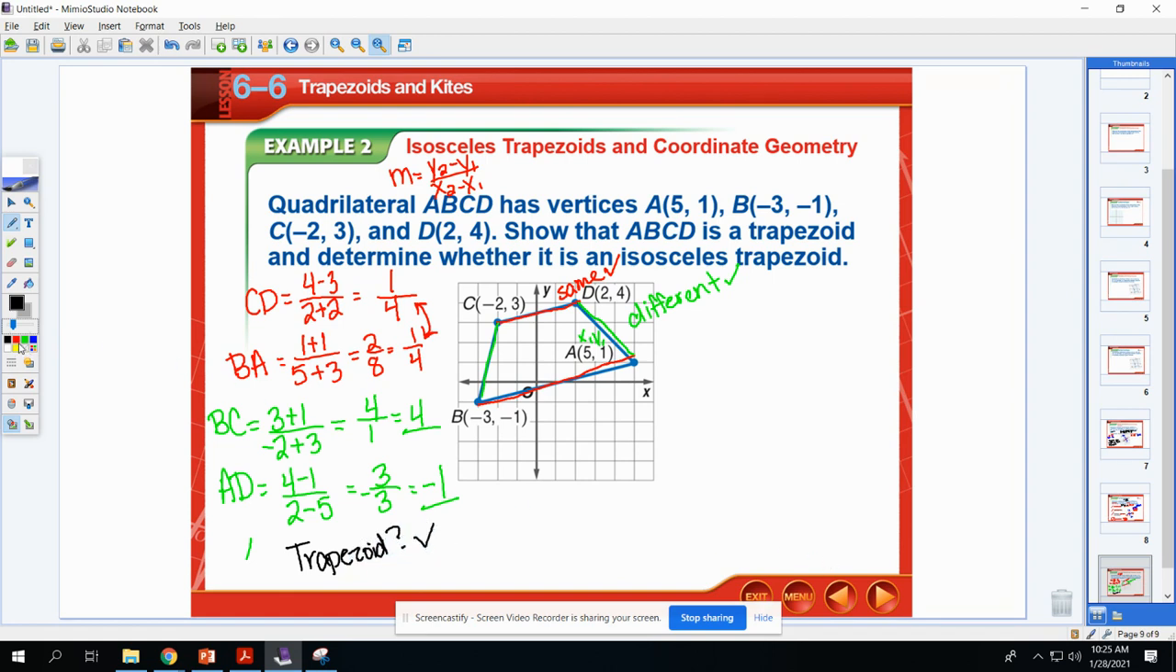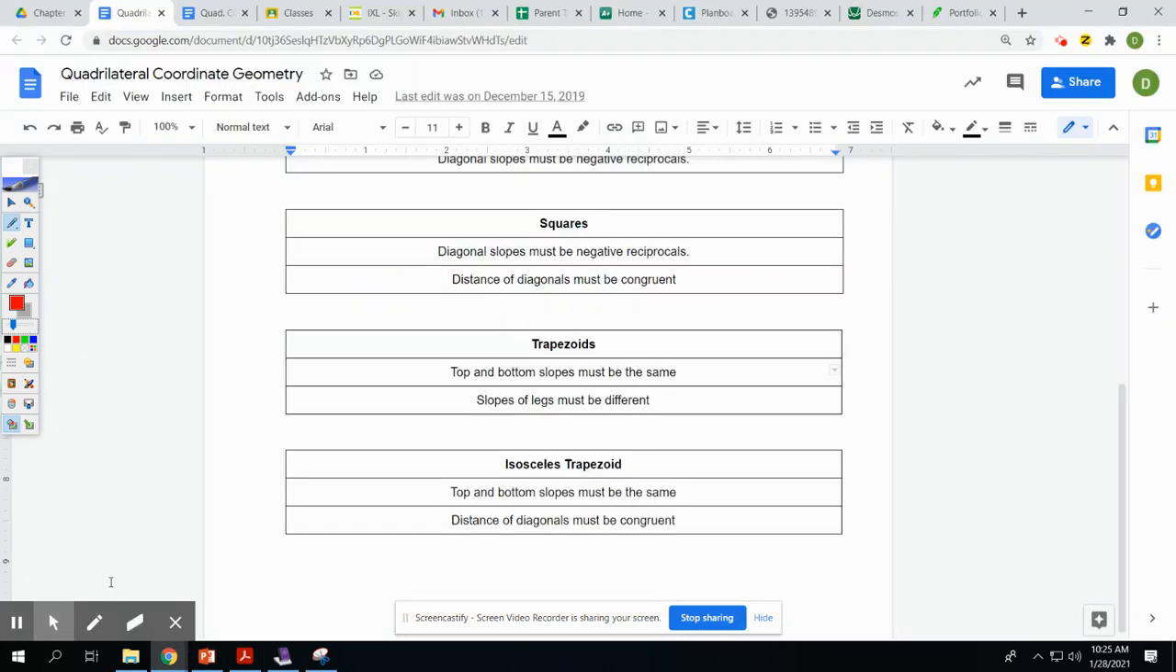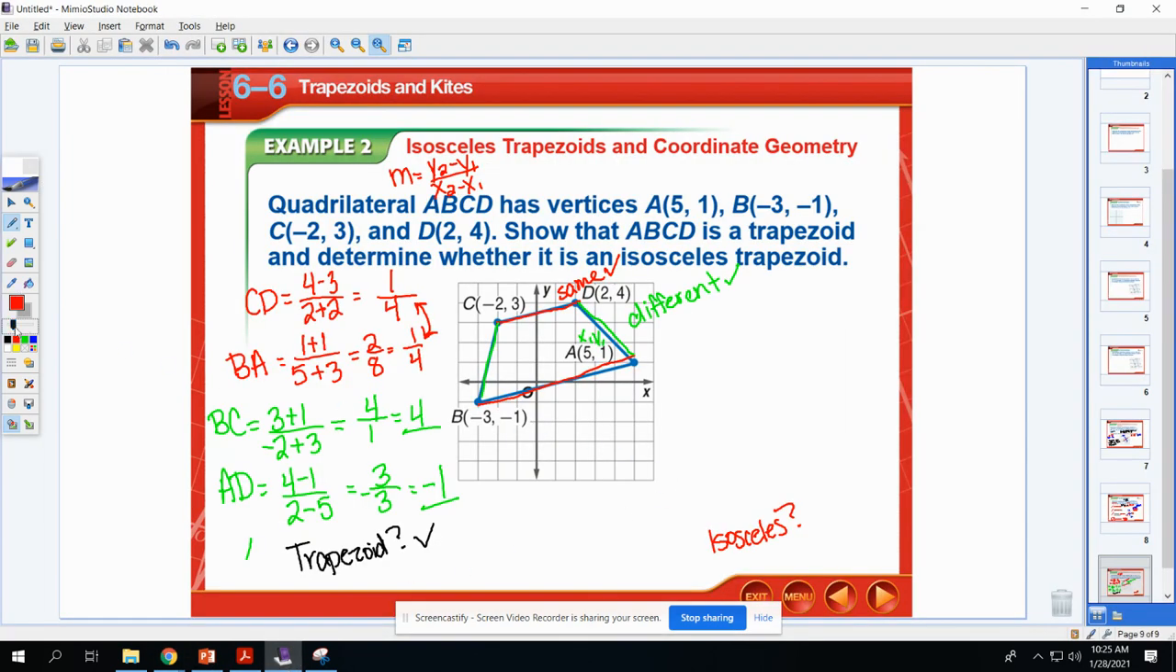Now we got to ask ourselves, is this an isosceles trapezoid or no? So let's go back to our cheat sheet here. If we wanted to test if this was an isosceles trapezoid, the top and the bottom slopes must be the same, which they are. We just tested that. And the distance of the diagonals must be congruent. So I'm going to clear some of this up here just so we can have some room to see what's going on. In order for this to be an isosceles trapezoid, these two diagonals here have to be congruent.